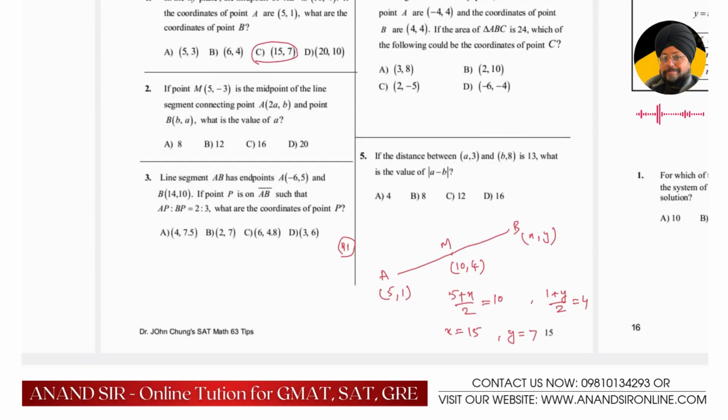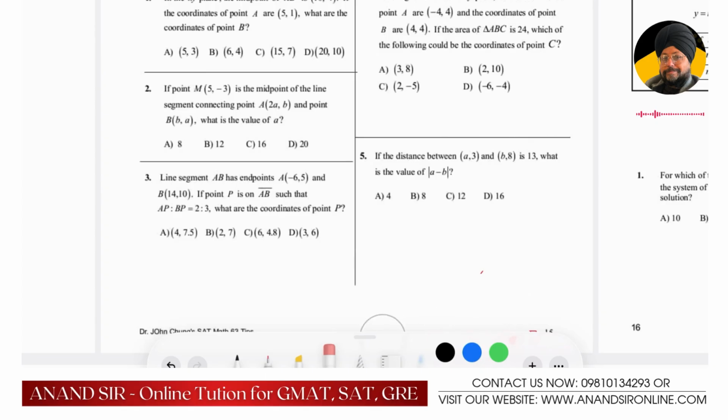I am leaving question number 2, question number 3 and question number 4 as homework. You will do these questions and let me know your answers in the comment. I will reply to you.